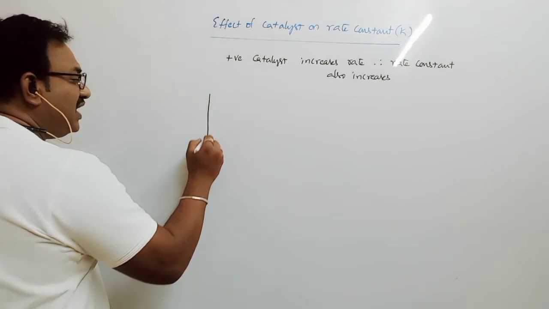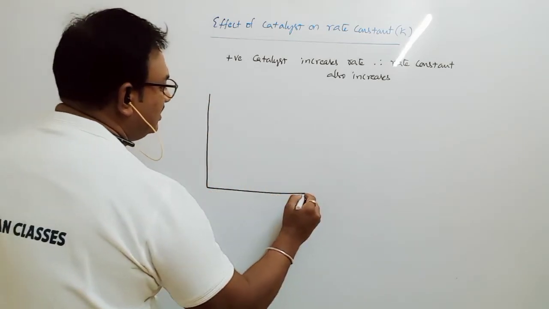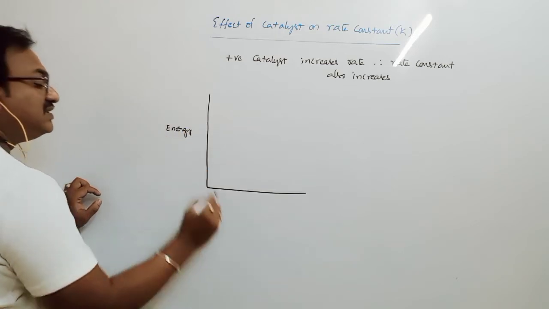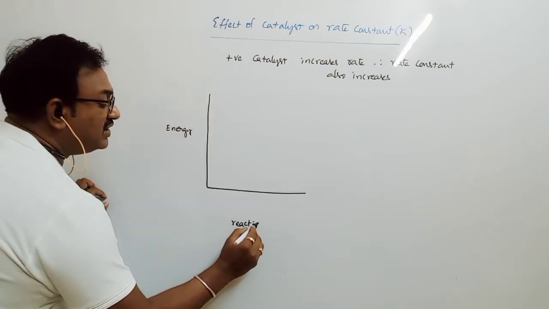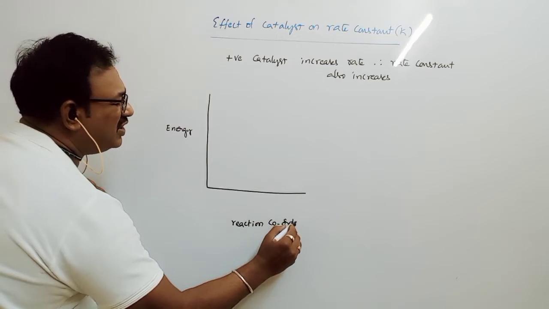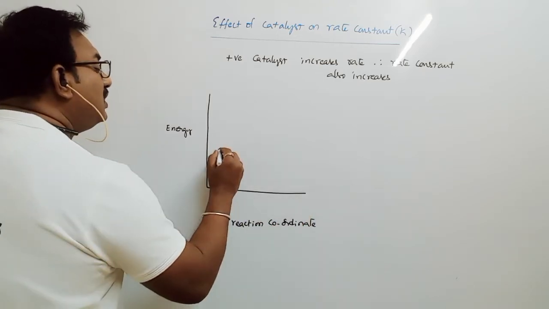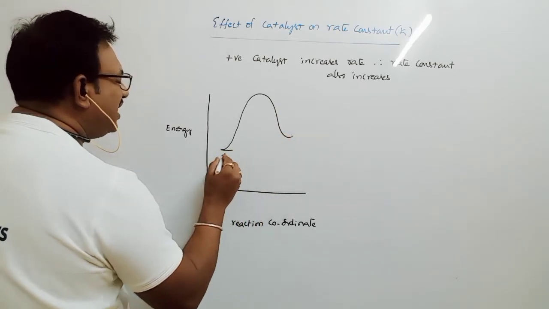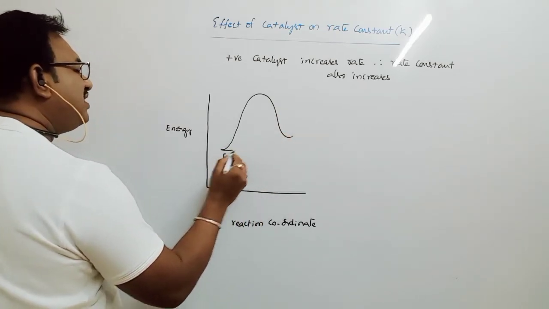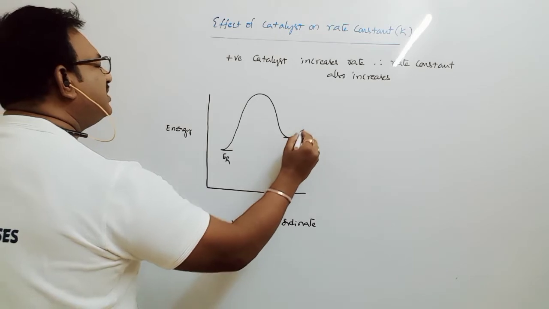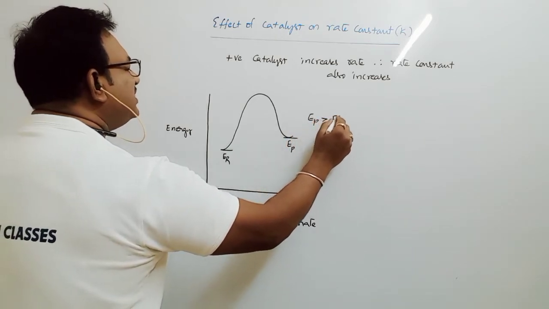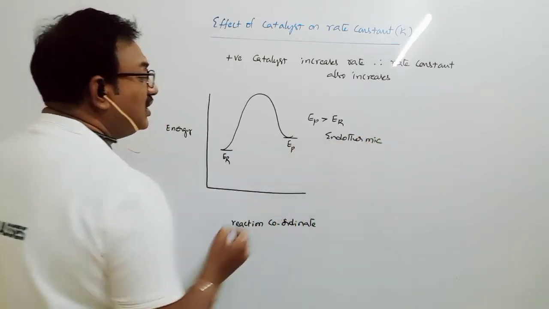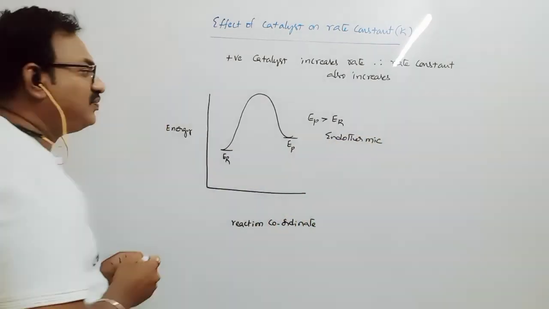Okay. It can be explained with the help of a graph like this. So, energy versus reaction coordinate. Reaction coordinate means it's catalyst. Now, let's follow for an endothermic reaction first. This is the energy of reactant. This is the energy of product. So the energy of product is greater than the energy of reactant. That means this process is an endothermic reaction.